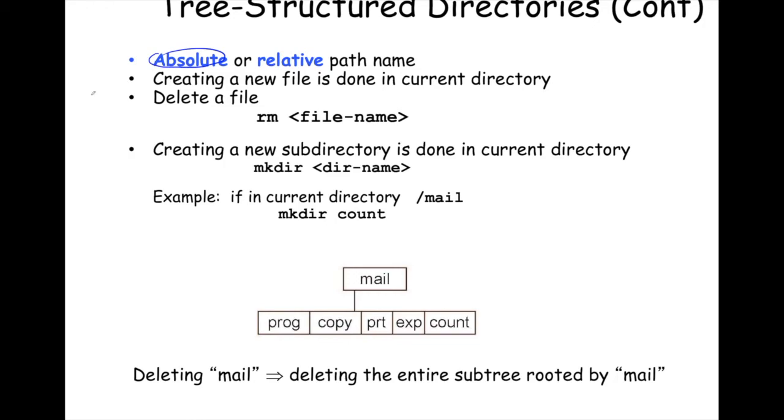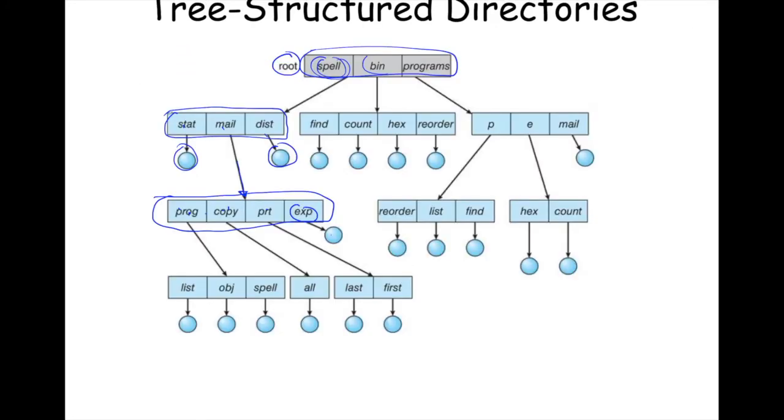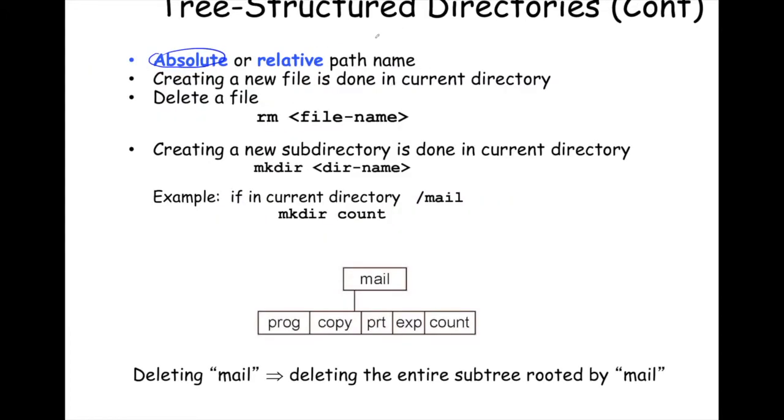And so with this absolute, you always start, for example, if you want to look at this stat, you'd say slash is the root, spell, and then inside spell, the stat file. If you're going to access mail exp, absolute, you'd say on the root, you'd say spell, you would say mail, and then inside mail, the file called exp. And that's an absolute directory. Absolute directory or absolute path starts from the root file system.